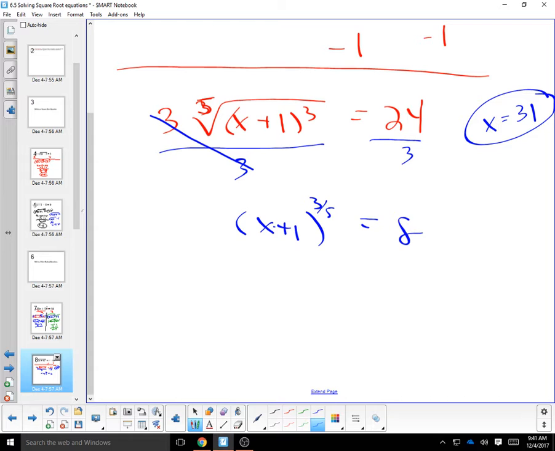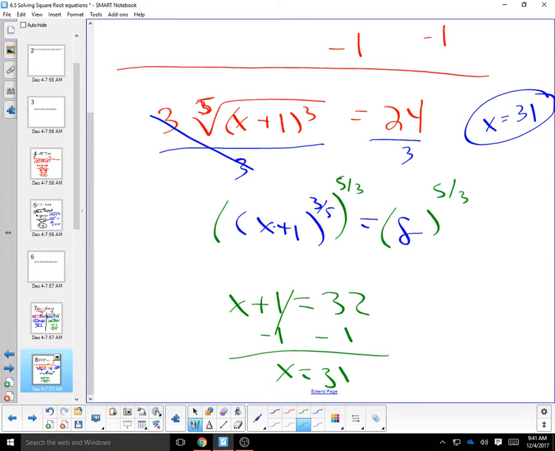The reason I did that, remember, whatever you do to one side, you can do to the other, right? That's the golden rule. And I know that if I take this not to the 3/5 but the 5/3, what would that become? 3 times 5 is 15, and 5 times 3 is 15. So 15 over 15 makes 1, which means I only get the x plus 1 part. But I would have to do it here as well, 5/3. What is the 3rd root of 8? 2. And 2 to the 5th power: 2 times 2 is 4, 4 times 2 is 8, 8 times 2 is 16, 16 times 2 is 32. Then if I take one from both sides, there it is. Just like you said.